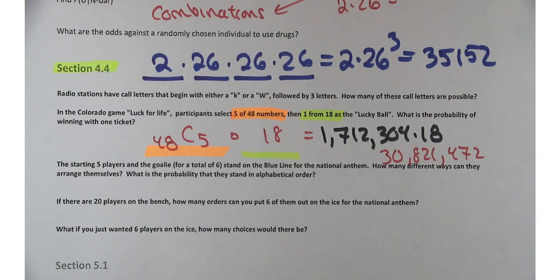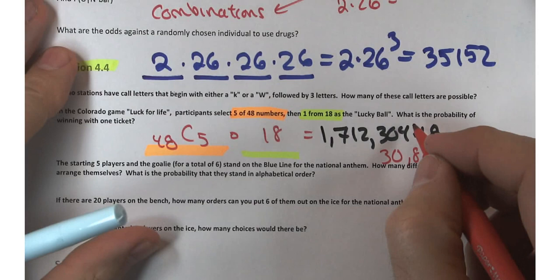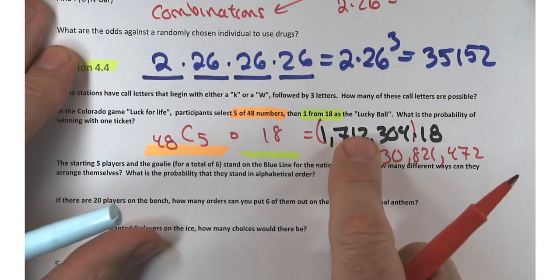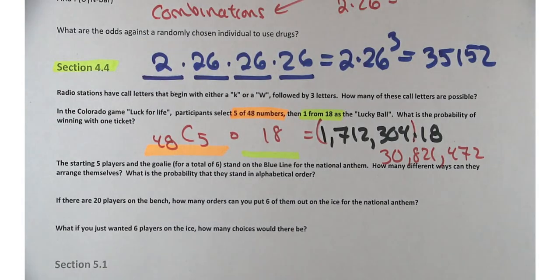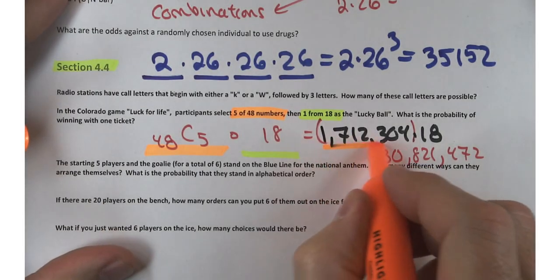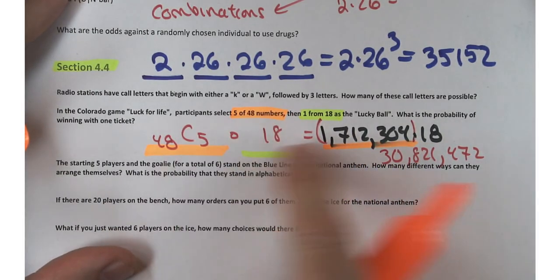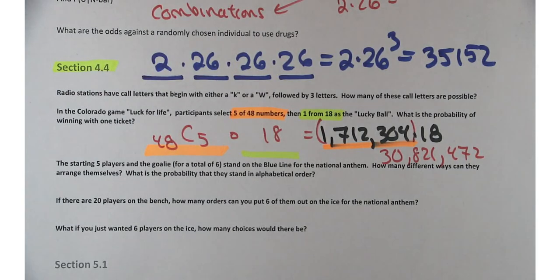Quick question. Yes, please. Where did that 30 million come from? That's the product of this times this. This times 18. So the first one is your 48 choose 5, and the second one is times the 18. So let me put a little, I'll kind of be consistent. This, and this are all the same thing. Okay, thank you.